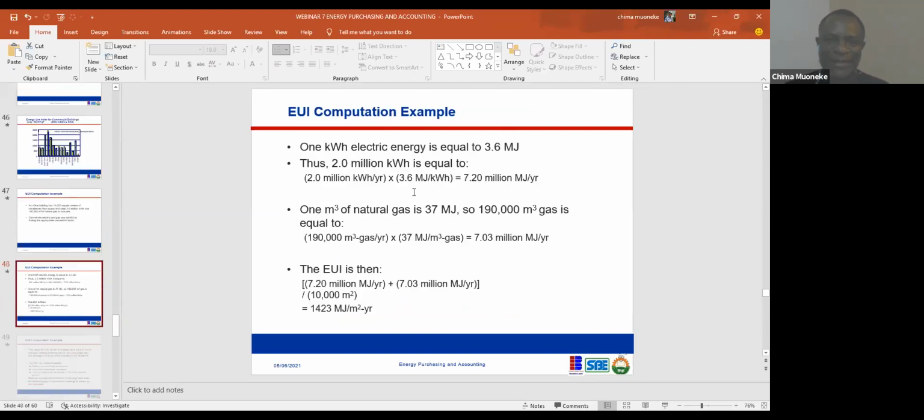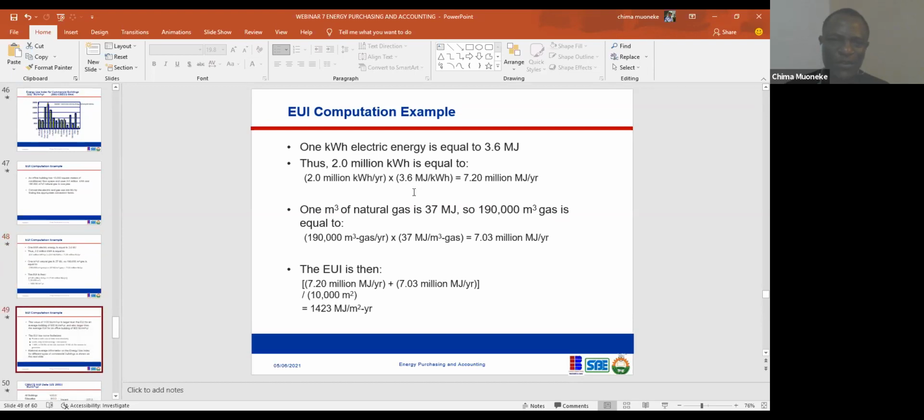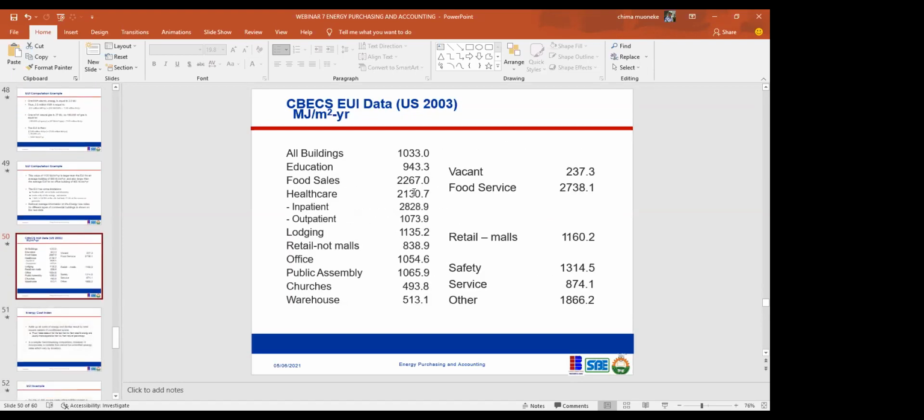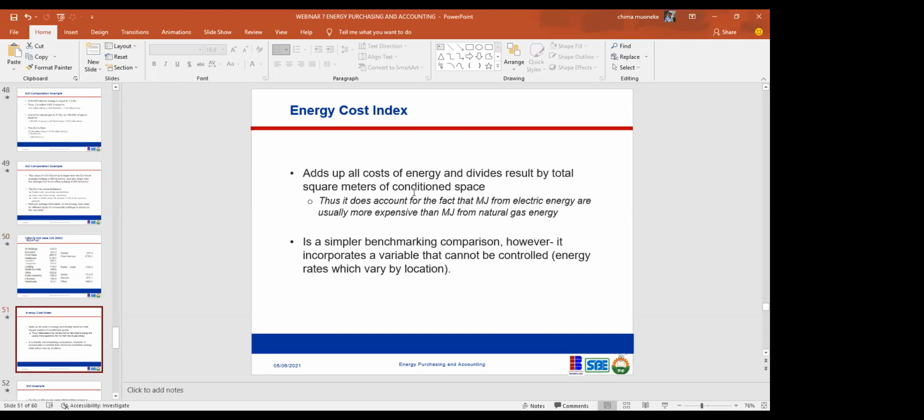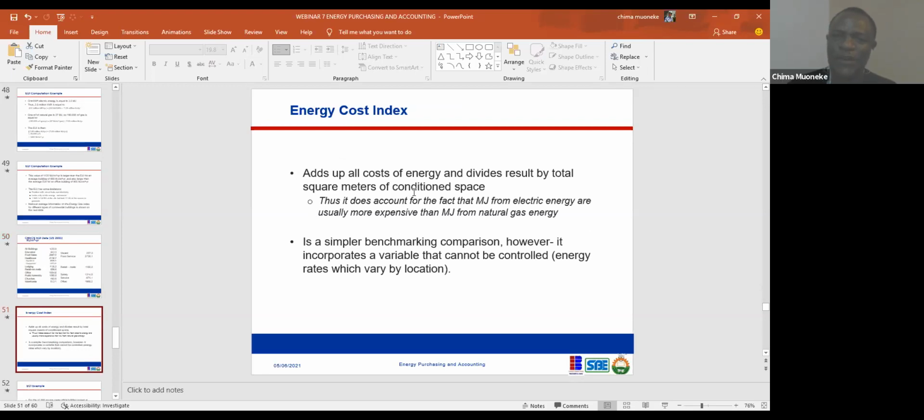So these are further examples of energy use index. I want us to talk about energy cost index. In the same way we did for energy use index, in this case, instead of the amount of energy divided by the floor area, you are dividing the cost of the energy by the floor area. That's the only difference. I want you to get this: the difference between energy use index and energy cost index.